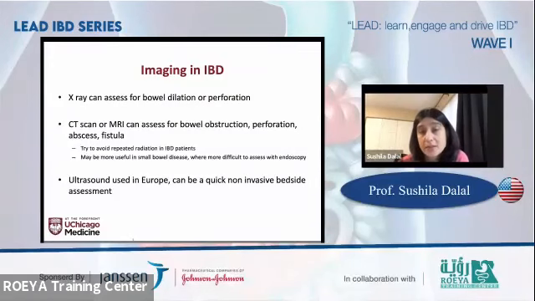So whenever possible, it's nice to use MRI, which does not expose them to radiation. Ultrasound is used in some places. It can be a quick, non-invasive way to assess bowel wall thickness that doesn't expose the patient to radiation and can be done at the bedside quickly. So it's a very promising way to objectively assess bowel inflammation.